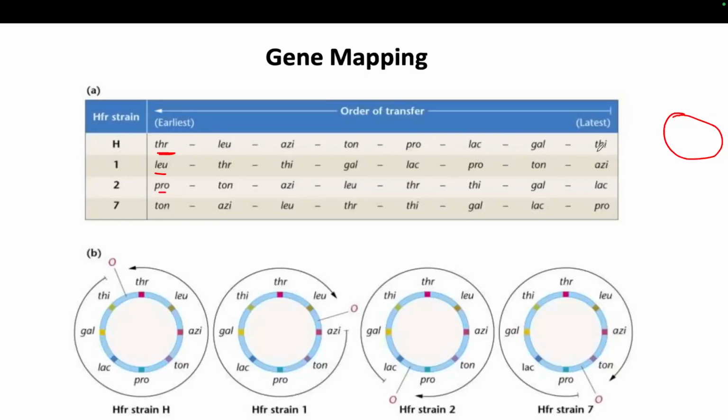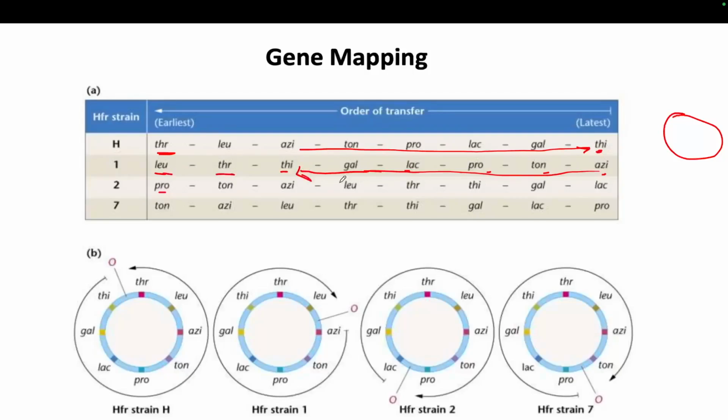So it finishes at a threonine-type gene. In the second strain you have to look at what gene comes after threonine. Here, if you see, it is azi, ton, proline, lac, gal, and then again threonine. So it repeats. Here it is in this way, here it is in this way. So after threonine, what is coming?